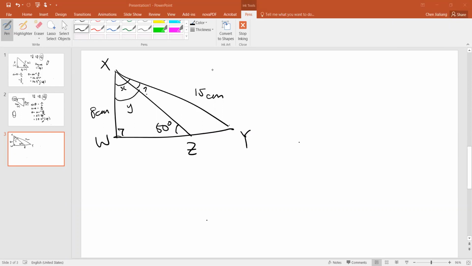Sure, but you can find angle X with another method. Okay, which method are you using? 180 minus 90 and 50 degrees. Okay, that is angle Y. That is angle Y.